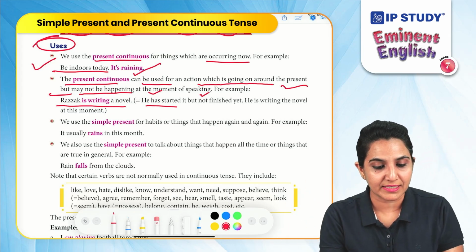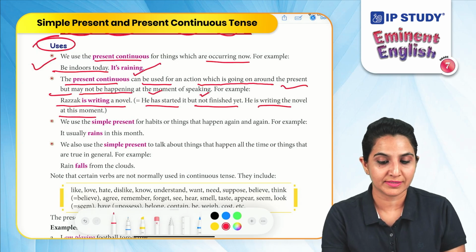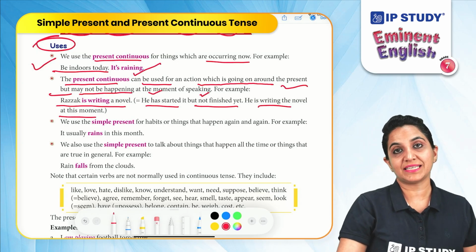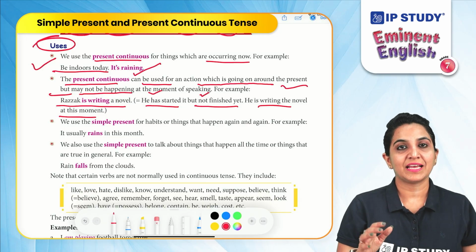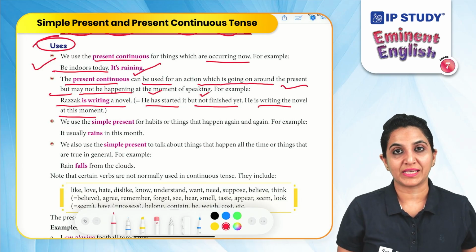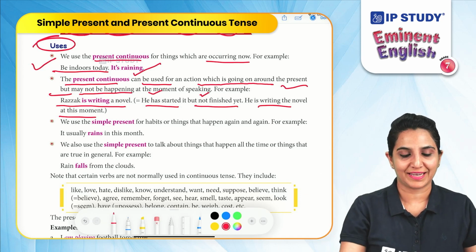He has started it but not finished yet. He's writing the novel at this moment. That means he's writing, he has started it but not finished yet. He is doing it but has not completed it. So he is writing, not at the moment but around this time.